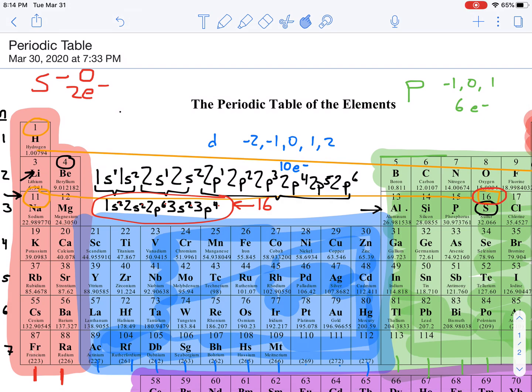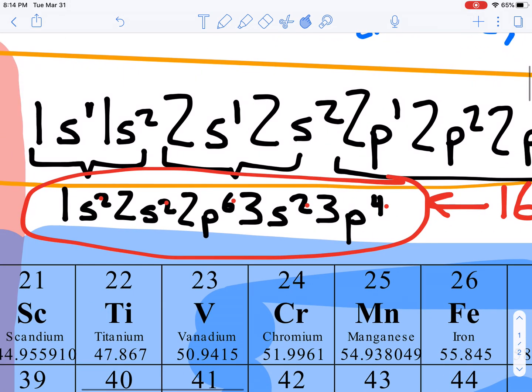So what's the point? Why are we doing this? Well, this code allows chemists to figure out where the electrons are in this atom. So we would say around this nucleus in the sulfur atom, there are 2 electrons sitting in the 1s orbital.